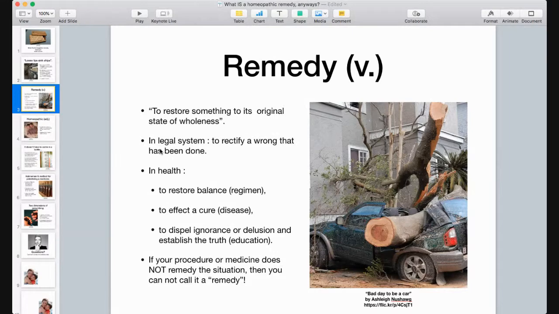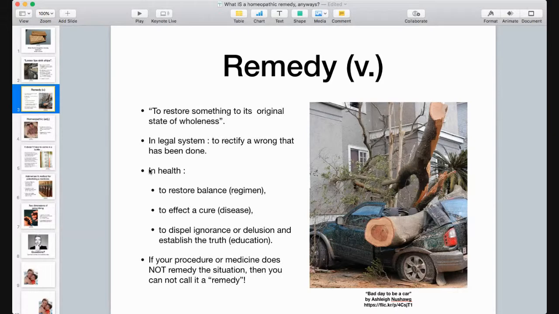In health in general, and in Heilkunst in particular, if you remember from our previous video when we talked about the 3 jurisdictions, we can talk about remedies at really any of the 3 jurisdictions. So in the regimen jurisdiction, we talk about a remedy which is able to restore balance. In the disease jurisdiction, we talk about a remedy being able to effect a cure. Or in the therapeutic education jurisdiction, the 3rd jurisdiction, we talk about a remedy which can dispel ignorance or delusion and establish the truth.